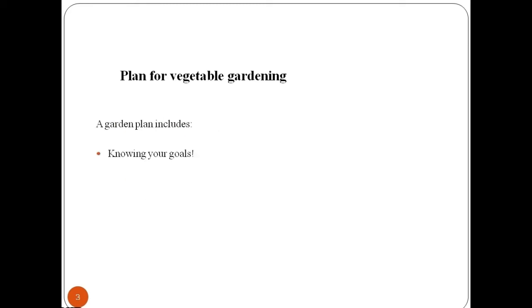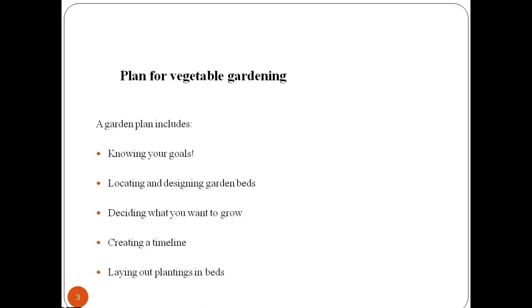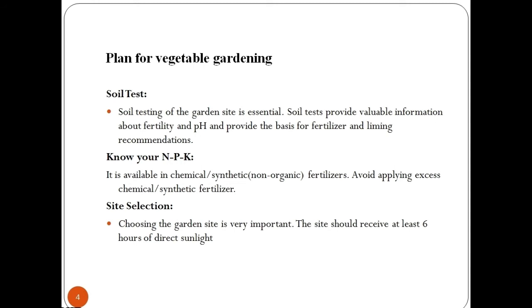Now let us study the first factors which contribute to effective vegetable gardening. In order to get a high-yield vegetable garden, it is extremely important to plan precisely each and every step involved in gardening. It includes locating and designing garden beds, deciding what you want to grow and when, providing plants fine soil enriched with compost. One of the major factors which contribute to effective vegetable gardening is soil testing.